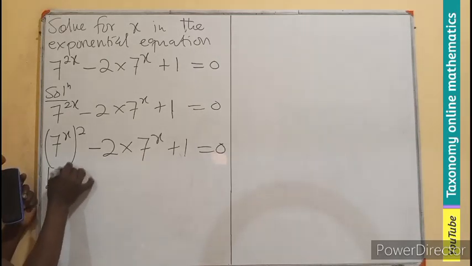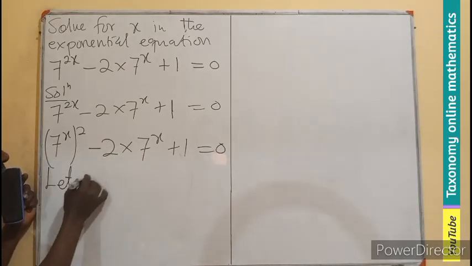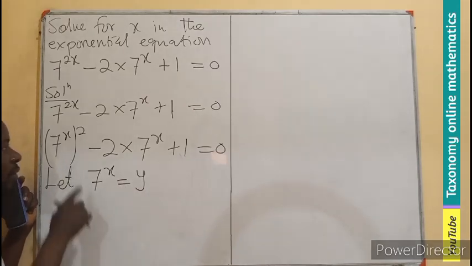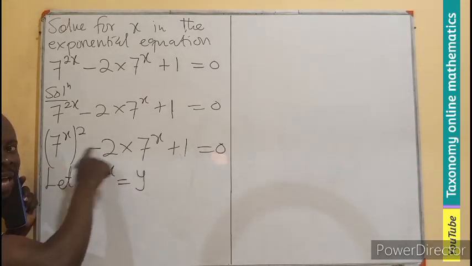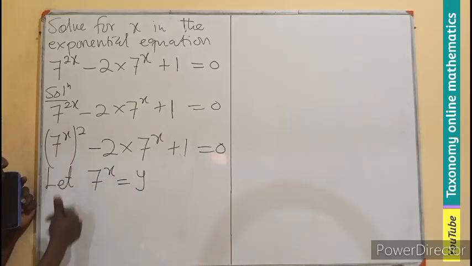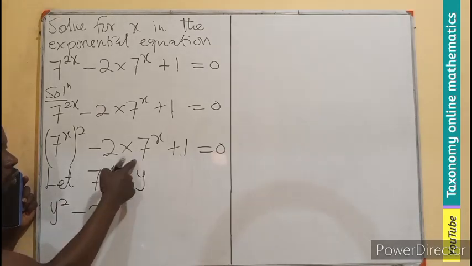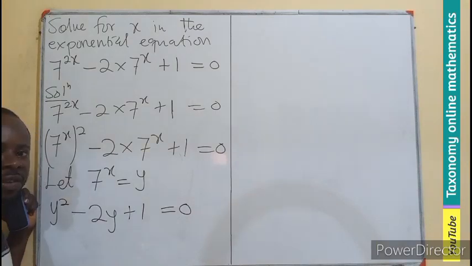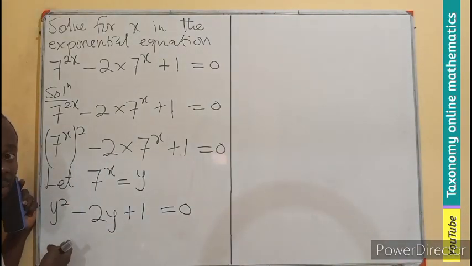So we can just do substitution. Let 7 exponent x equal y. So everywhere we have 7 exponent x in this equation, we introduce y. So here it becomes y squared minus 2y plus 1 equals 0. This becomes a quadratic equation.